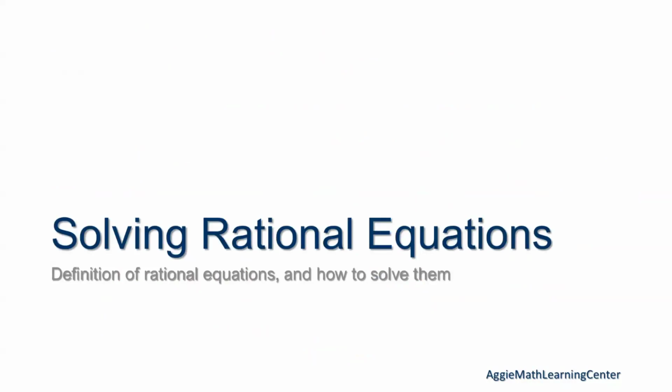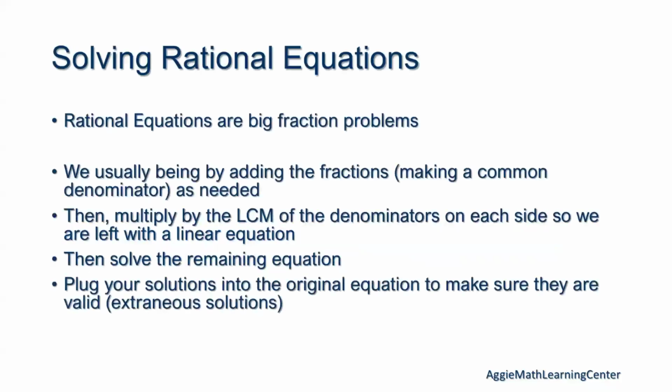Even higher order too, like anything past just x to the first power. Rational equations. So rational equations are big fraction problems. Usually begin by adding the fractions, making a common denominator is needed. Then we multiply the least common multiple of the denominators on each side, so we are left with a linear equation.